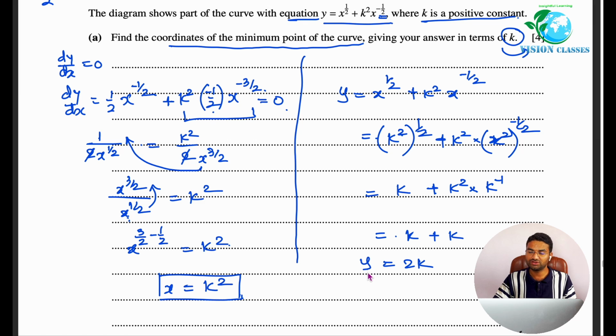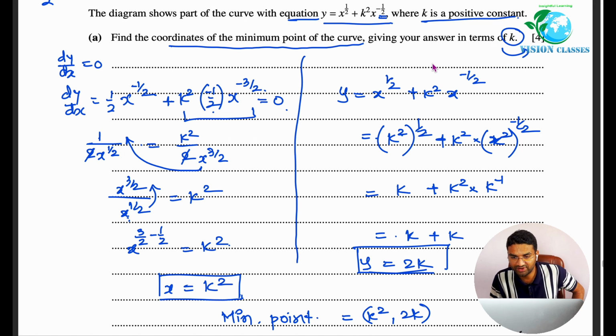So y = 2k means your minimum point on the curve is (k^2, 2k). That's it. This is the answer for the 4 marks.